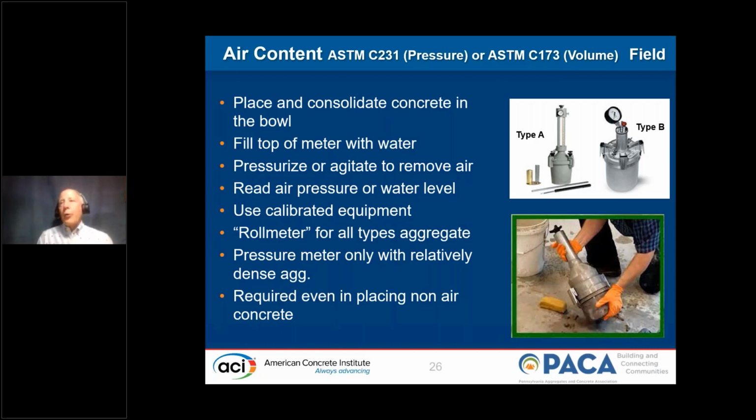Now, on those pressure meters, you have to have those calibrated before they hit the job site, before they do the test. They're a little bit quicker than the roller meter, but they do have an important limitation. They can only be used on aggregates that are relatively dense. So if you're pouring lightweight concrete, for example, you can't use the pressure meter, you need to use the roller meter. The roller meter can be used on any type of aggregate. However, that also has one limitation.